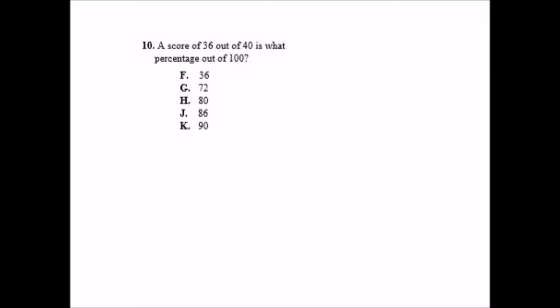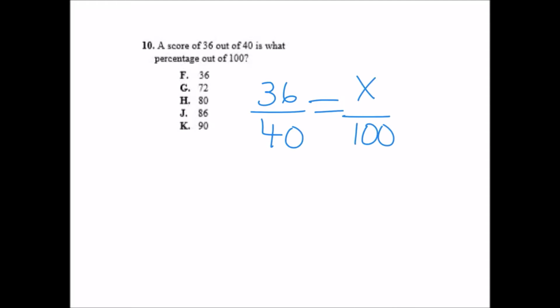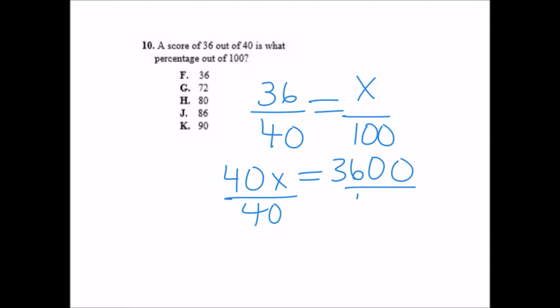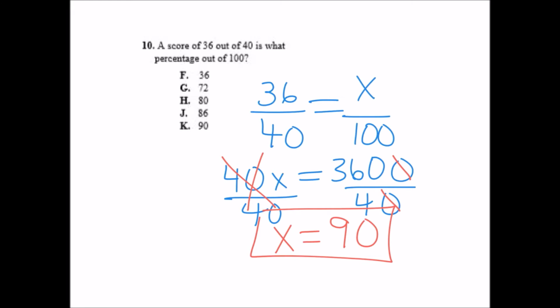Finally, question 10 says a score of 36 out of 40, 36 out of 40 is what percent of 100? Cross multiply, you get 40x equals 3600. Divide both sides by 40. Can cancel these out here. You can cancel out the zeros here. And 4 going into 360 90 times. It is 90%.